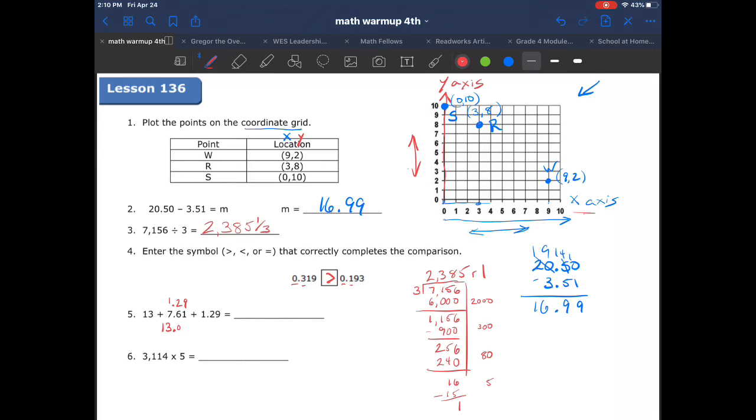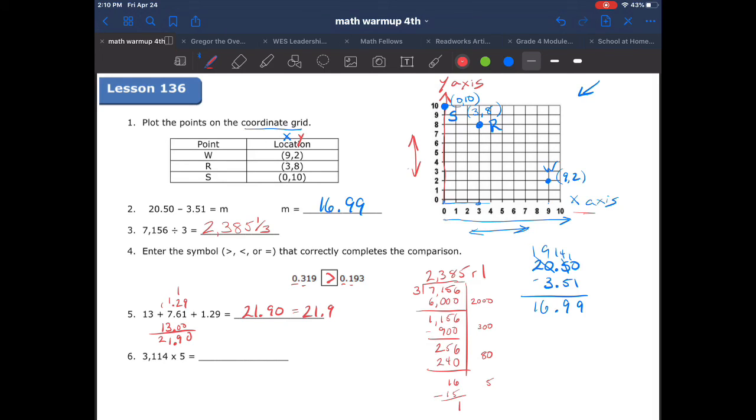And 13, the decimal is there. So we've got 10, 6, 7, 8, 9, 7, 8, 9, 10, 11, and place that decimal. 21 and 90 hundredths. You could also leave that off and say 21 and 9 tenths.